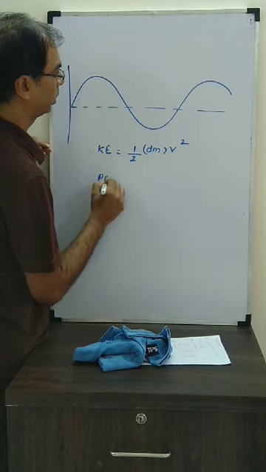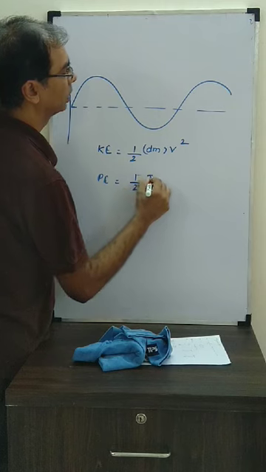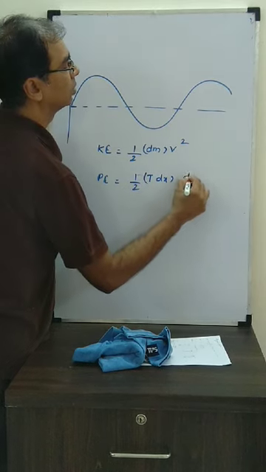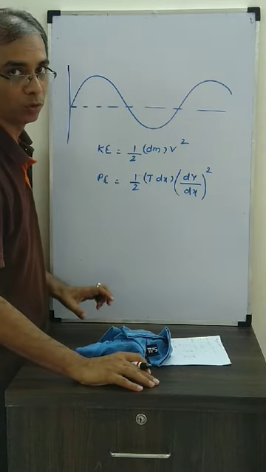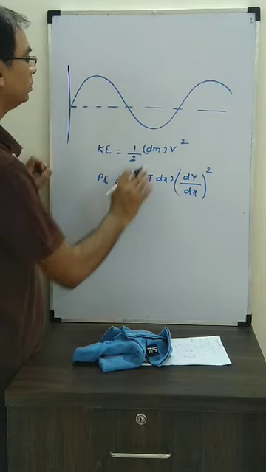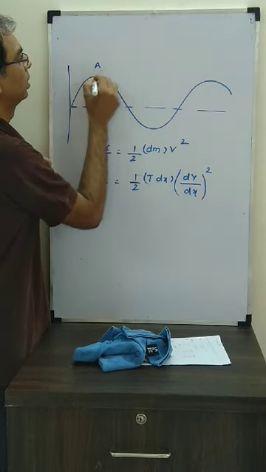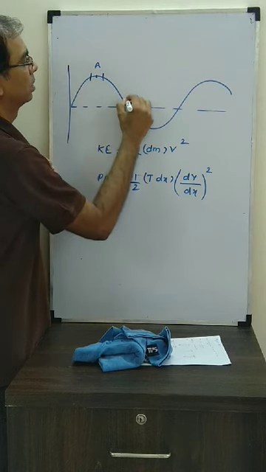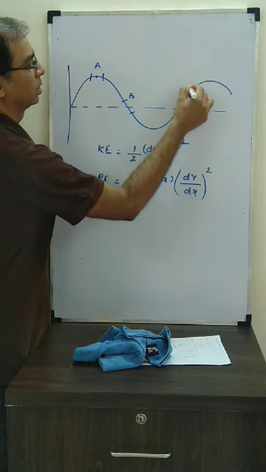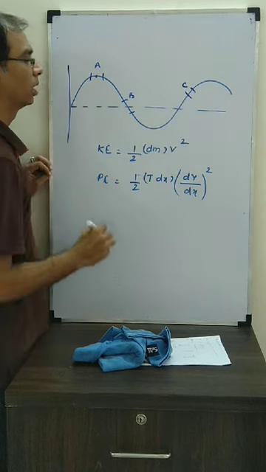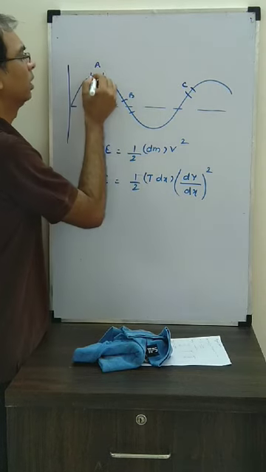The potential energy formula is half T dx into dy by dx whole square. This is the general formula I am writing, not half rho omega square A square. Okay, fine. So let us choose the points over here. This point A, this portion B, and any other portion also we can check. Why a portion like this? Because this will have mass dm. Okay, now let's go to this point.